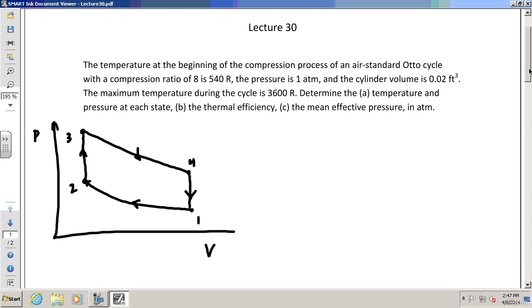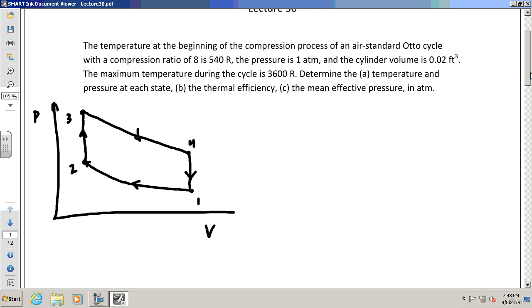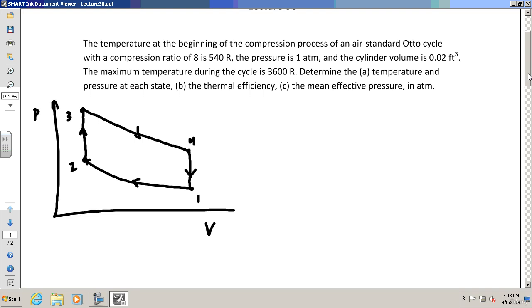The temperature at the beginning of the compression process, well, that's state 1, right? That's before we compress. Of an air standard Otto cycle. What does air standard mean? It means use the assumptions that we started with. A compression ratio of 8 and 540 Rankine. So the first thing we know is something about state 1. State 1 has a temperature, T1, of 540 Rankine. And we know the pressure too. The pressure is 1 atmosphere.